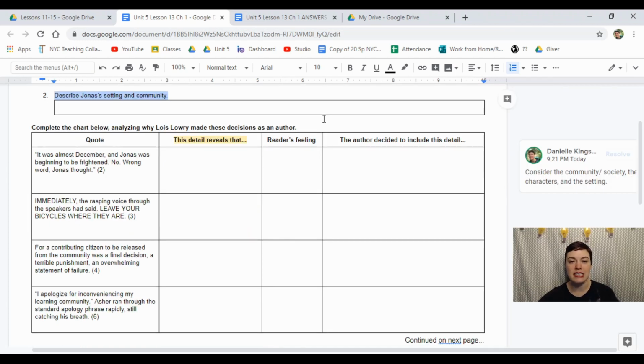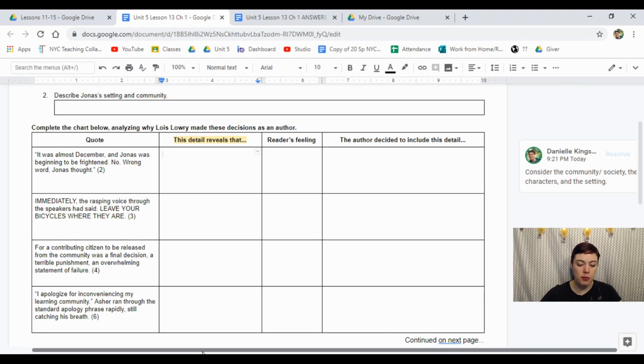Moving on down here, this is the actual handout that you are doing, right? So here it says complete the chart below, analyzing why Lois Lowry made these decisions as an author. So the first quote we're going to do together, it says, on page 2, "it was almost December and Jonas was beginning to be frightened. No, wrong word, Jonas thought." So here, that is the opening line of the book. So I would say that this detail reveals, I don't know, we have to make an inference.